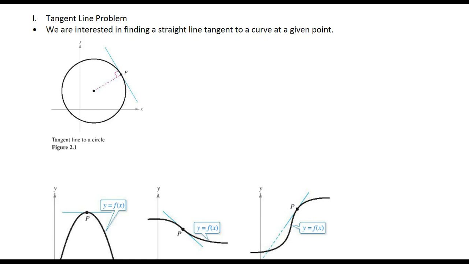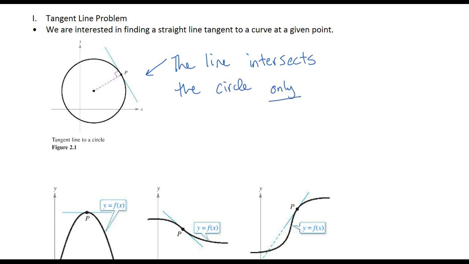One thing that's important to note about this image right here is that we have a circle and a tangent line, and the line intersects the circle only at the point P. That's the only place where it intersects. And for any specific point P on the circle, there's one tangent line corresponding to that point.